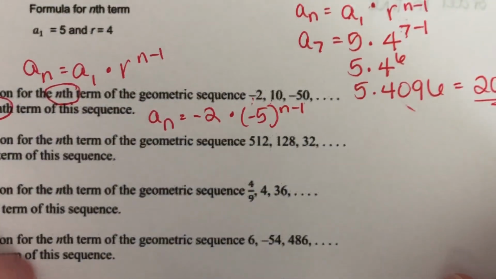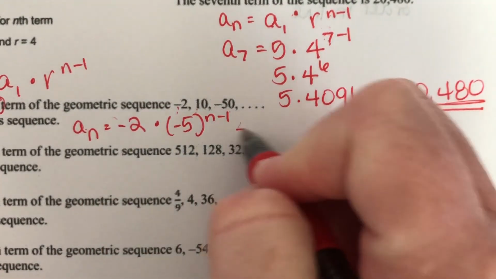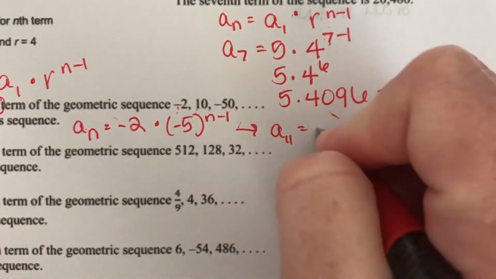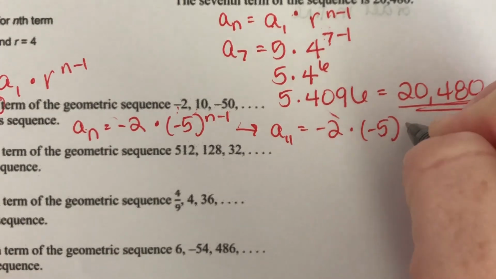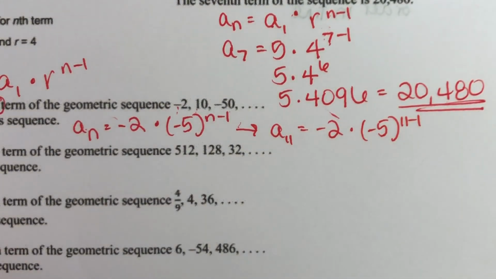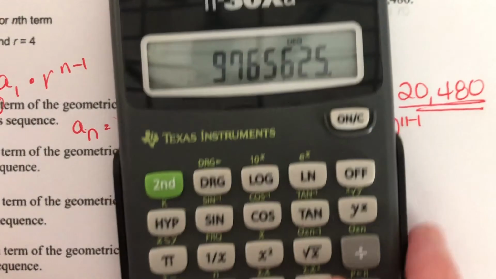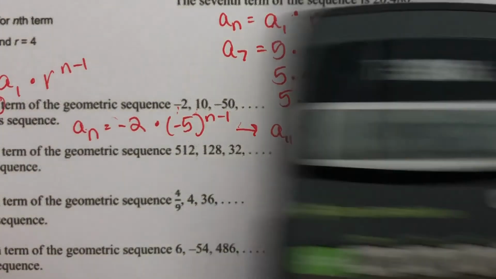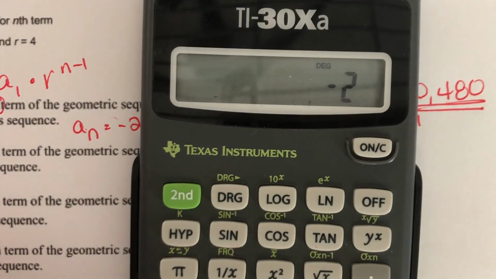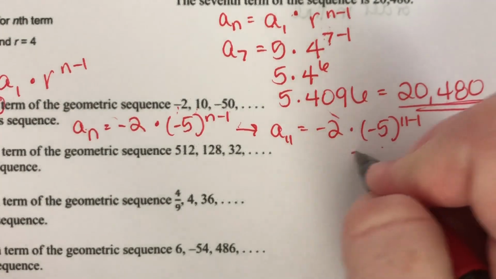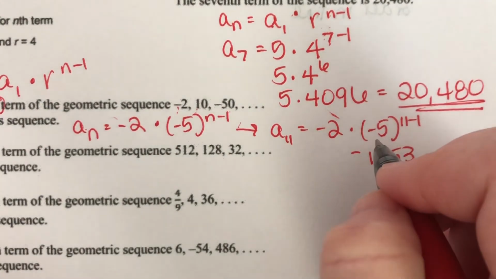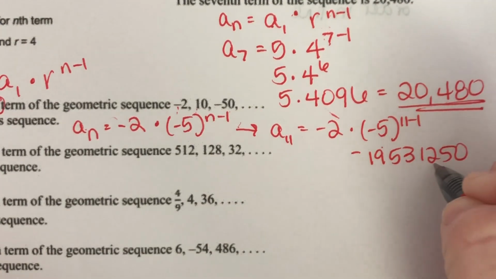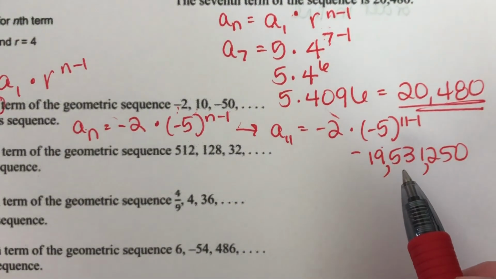And then I need to find the 11th term. So I'm going to plug in 11 for n. A sub 11 equals -2 times -5 to the 11 minus 1 power. 11 minus 1 is 10. -5 to the 10th power is this big old number. Huge. And then I have to multiply that by -2. So I get -19,531,250.